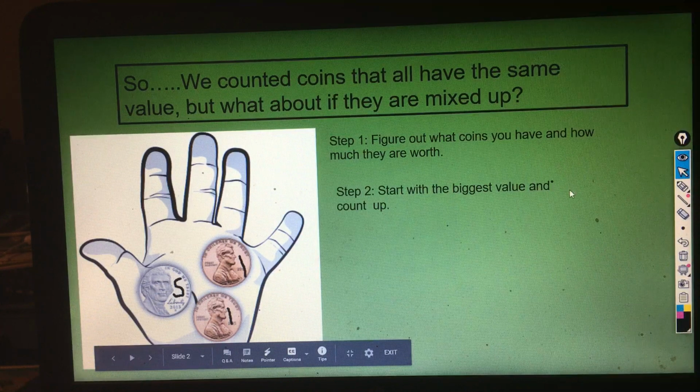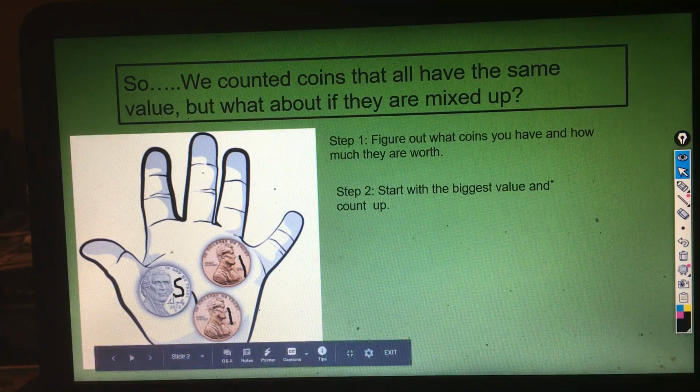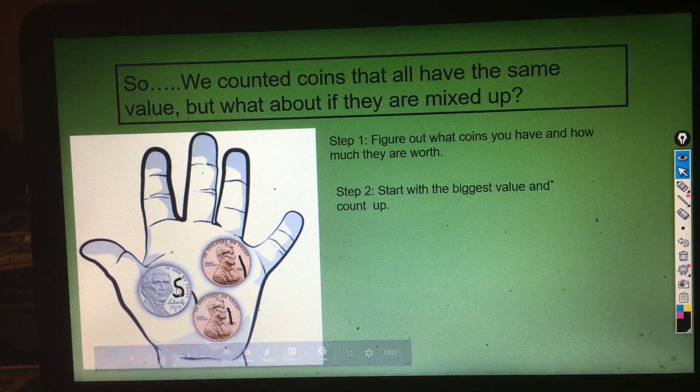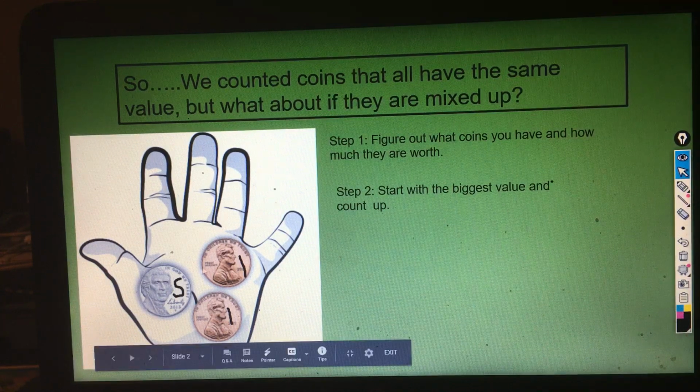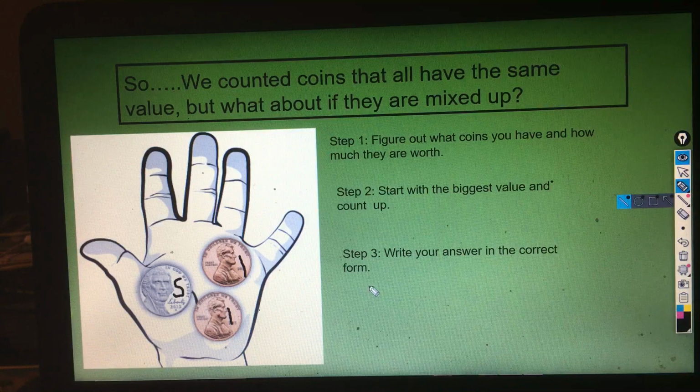So we're going to start with our biggest value. Well, our biggest value is a 5. So we don't even have to count 1, 2, 3, 4, 5. We know that this is 5 already. We can start at 5, and we're going to count up by 2 more because we have 2 pennies. So 5, 6, and 7. And then it says write your answer in the correct form. So we could write 7 cents in a couple of ways.